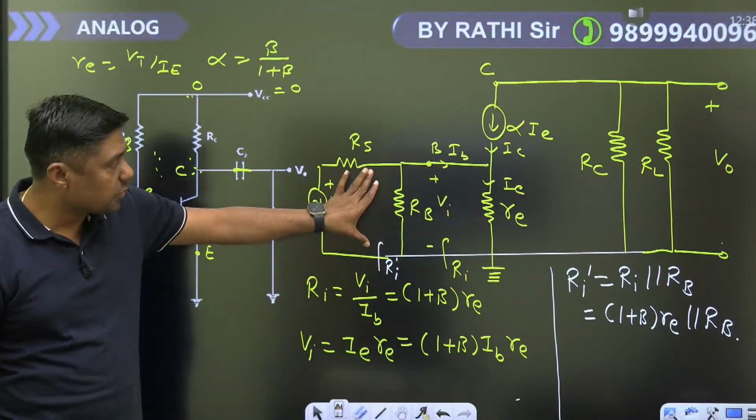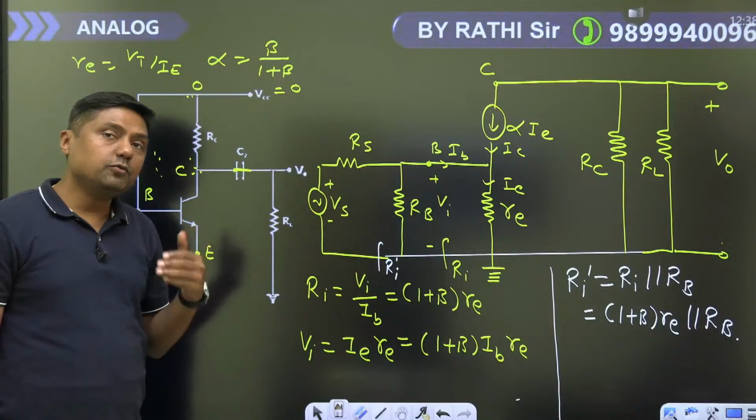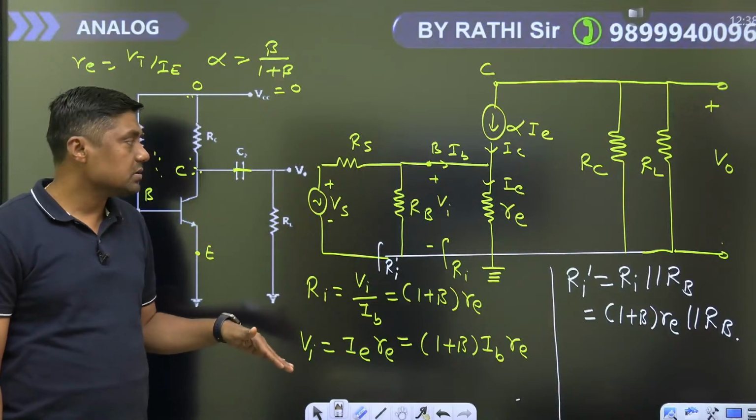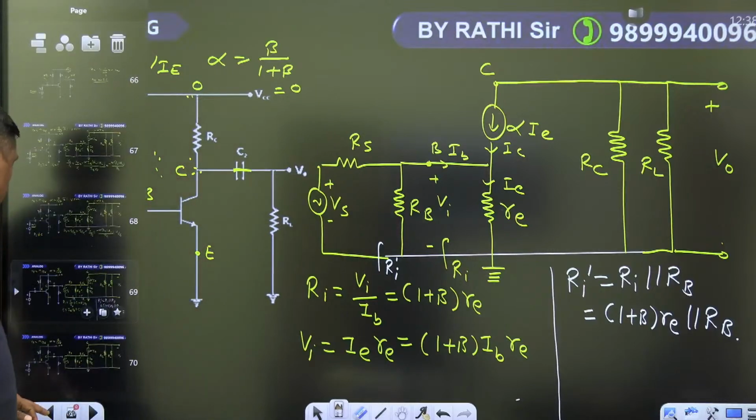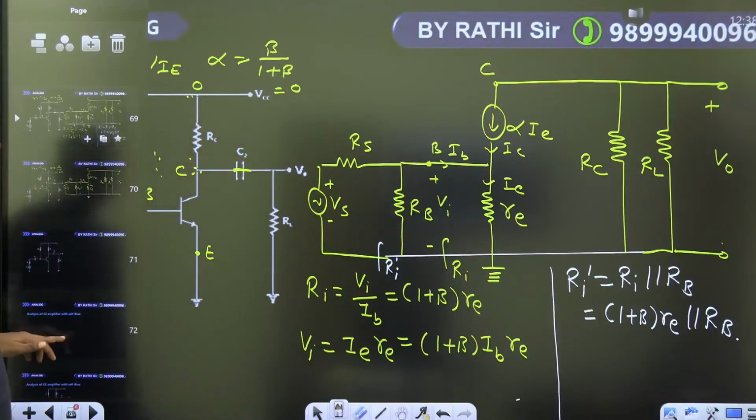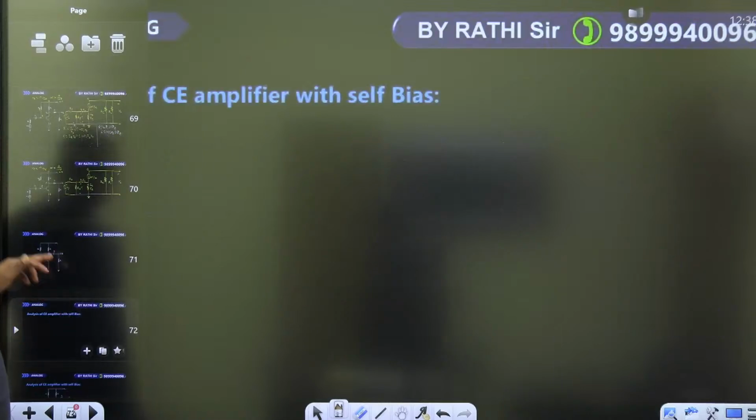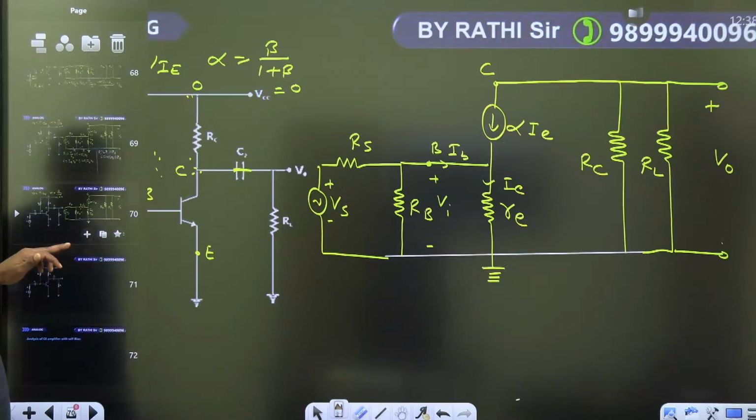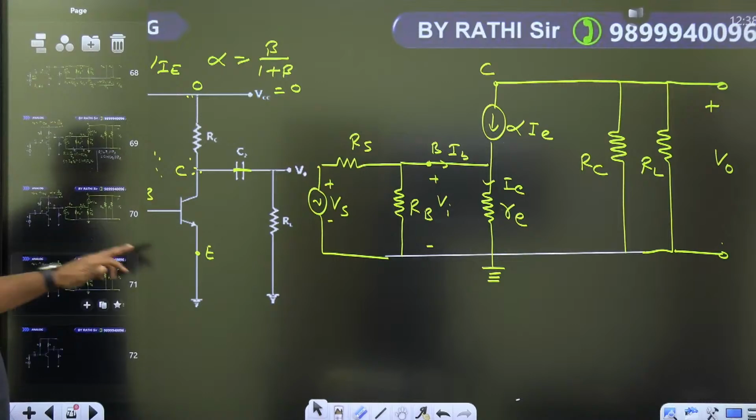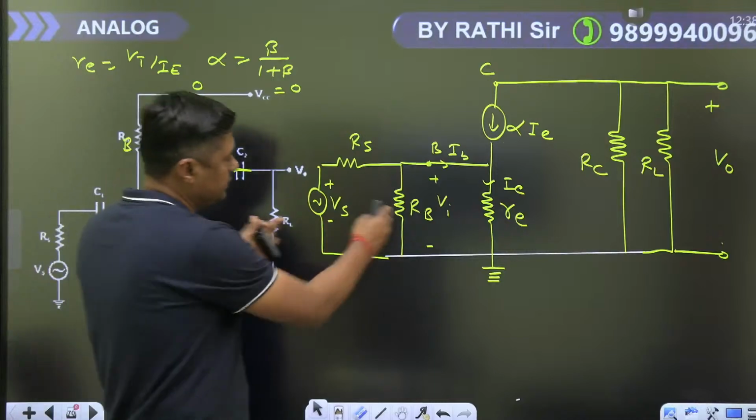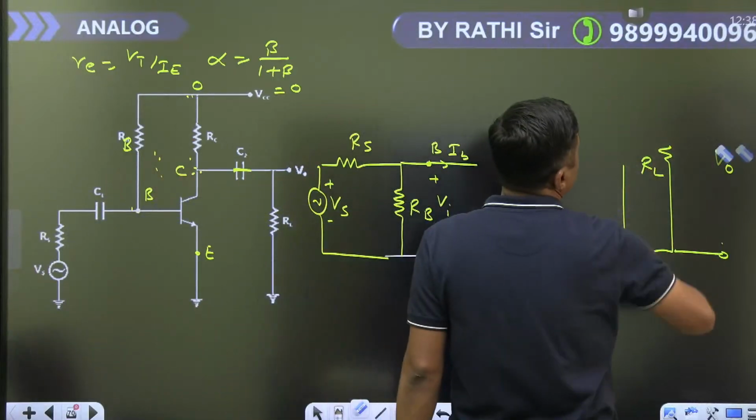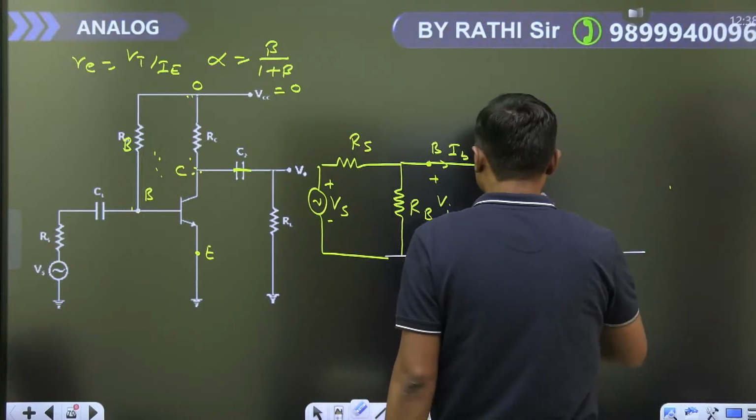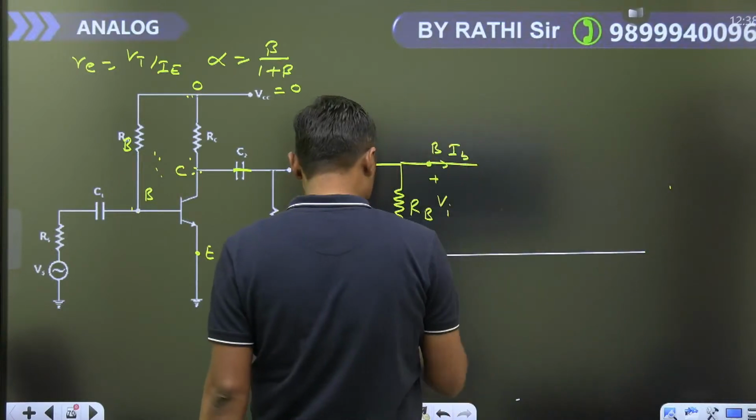What is the voltage at this point? Also Vi. We have to find the Vi upon what? Vs. Now you can take this portion only. So what is this portion? Take this portion only. Remove all this portion.